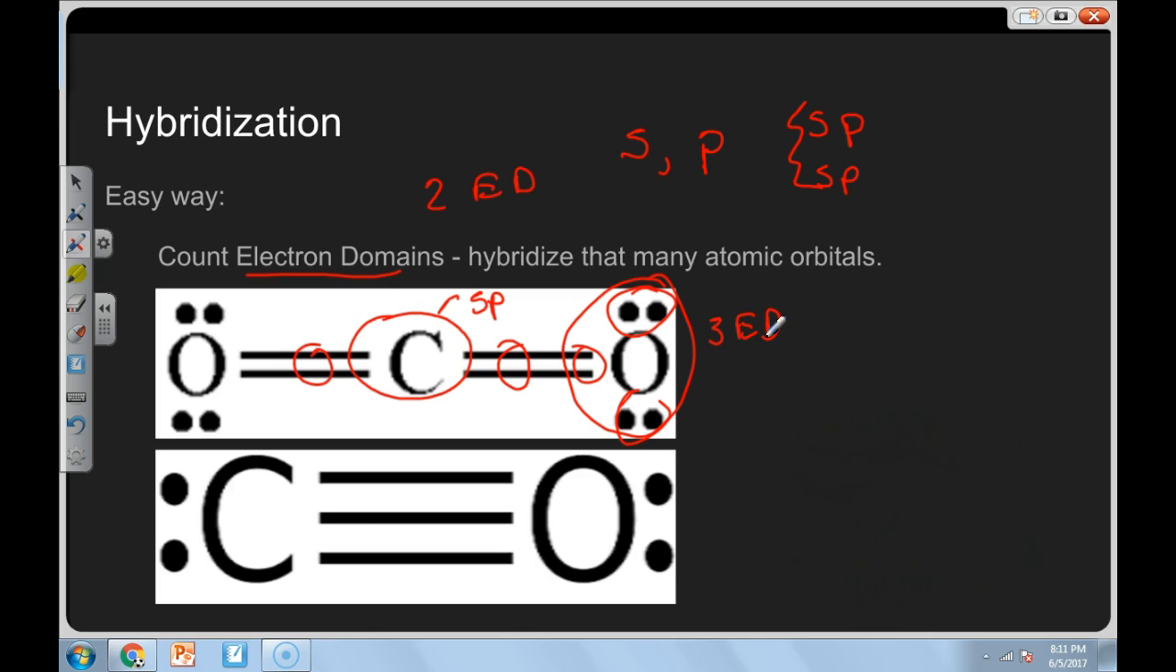So we have to mush together 3 atomic orbitals. So we're going to start again with the s. Then we're going to do a p, but then we're going to do another p. Remember, there's only one s orbital, but there's 3 p orbitals.